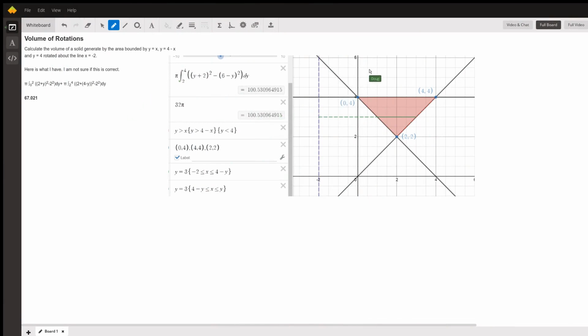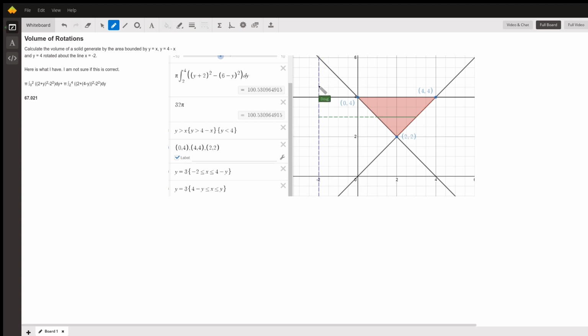So over here to the right, we have a graph that depicts the problem. The boundaries of this triangle are the line y equals x, the line y equals 4 minus x, and the line y equals 4, this horizontal line. And the points of intersection you could find by solving the system of equations to get those points. And I decided to use the washer method.